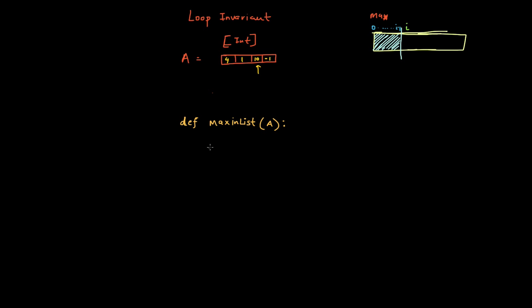So let's say I'm going to write some code here. Somewhere in my code I'm going to put up my loop, and after the loop, at some point, I'm going to return some max element. So somewhere over here I've got my loop, and just before my loop begins, I need to guarantee that my loop invariant, whatever it is, should be true.